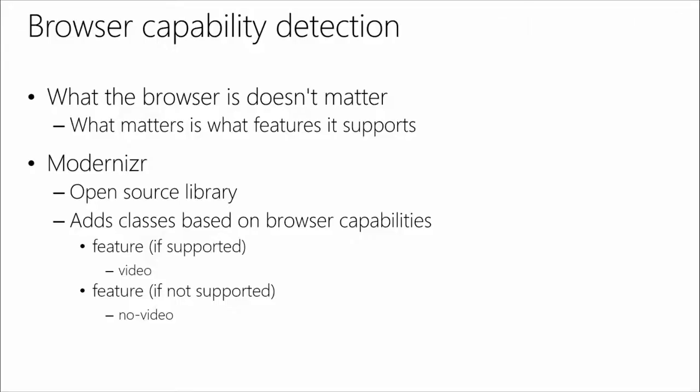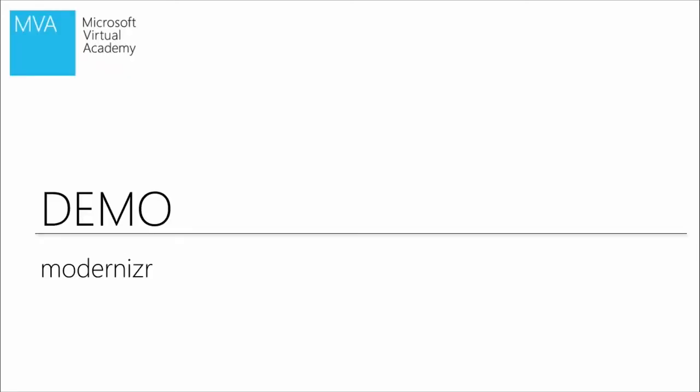Now, what Modernizr will do is it will detect what the browser is capable of doing and then add classes based on its capability. So for example, when it runs, if it detects that you will support video, it'll automatically add in a class called video. And if it detects that you won't do video, it'll automatically add in a class that will say no-video. And it's actually very easy to use. Let's go in and take a look here.